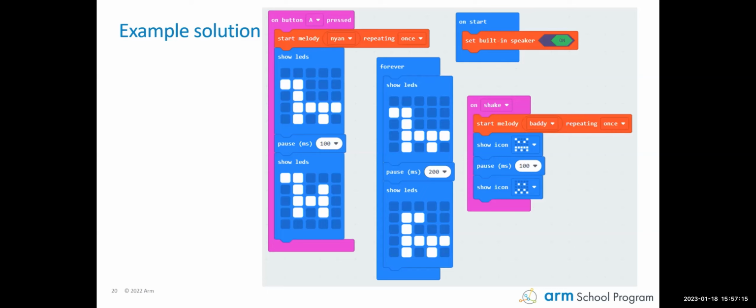Next is, how do you make it happy? When you're pressing a button, so we've got the on button A pressed there on the left hand side, that first of all triggers some noise. It plays the nyan thing once, and then you can see from the animation that the first frame is exactly the same as the default state. The pause between is half as long, only 100 milliseconds, a tenth of a second. Then the second frame is the image moved up, so it's like it's jumping, and the tail is lifted as well, so it's jumping up and down quite rapidly.